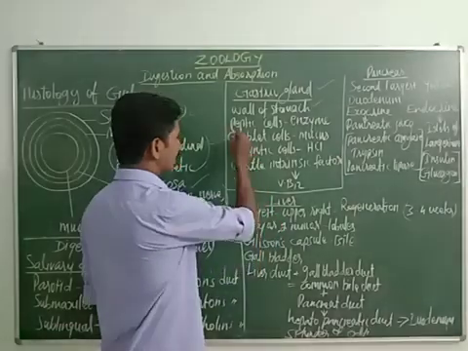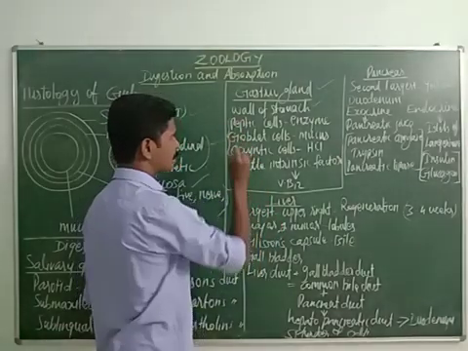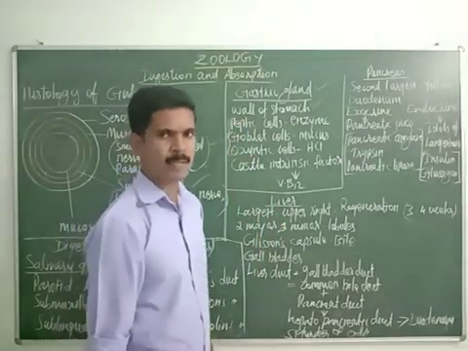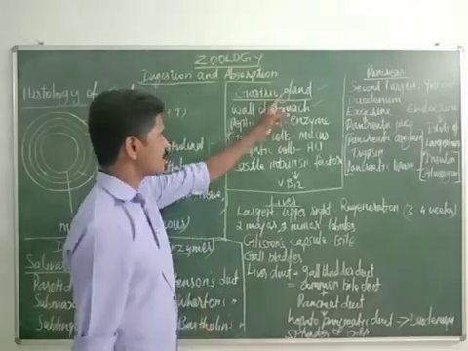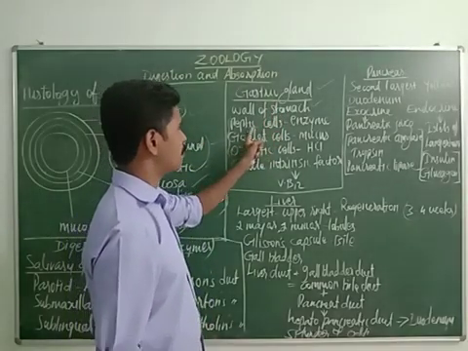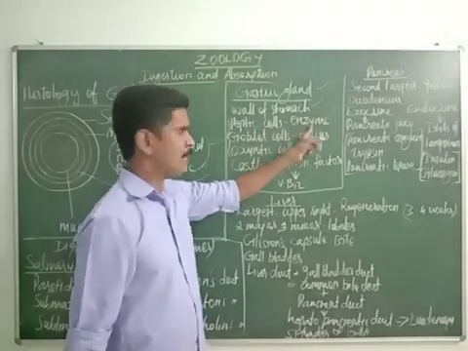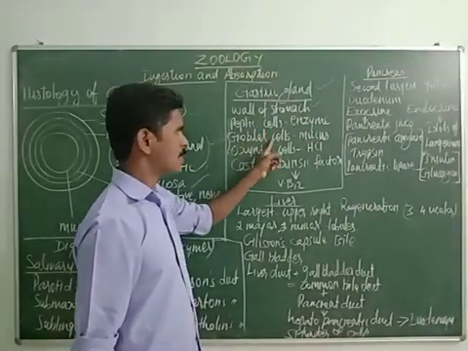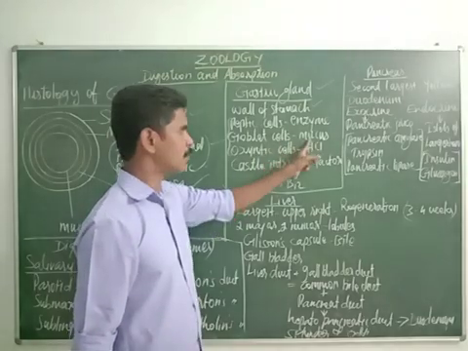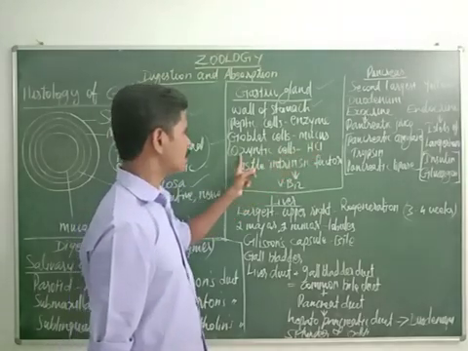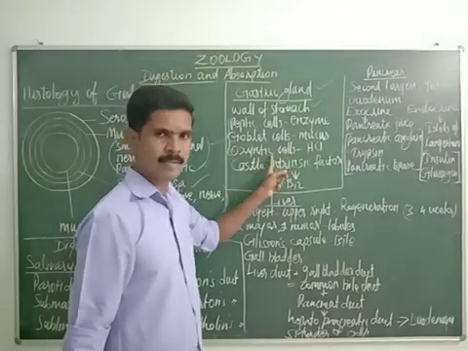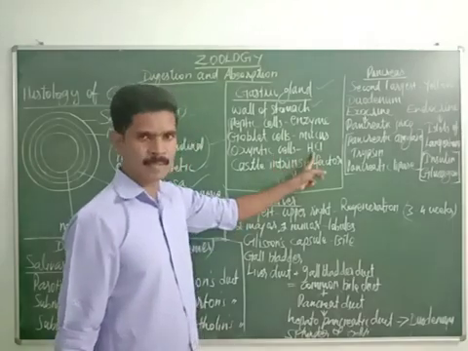Then, this gastric gland consists of three types of cells. The first cell is called peptic cells. These peptic cells secrete enzymes. The second cell is called goblet cells. These cells secrete mucus. And the last cell is called oxyntic cells. These oxyntic cells secrete hydrochloric acid.